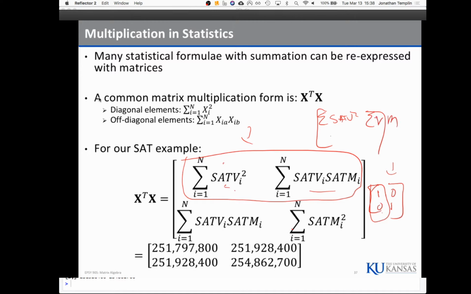Similarly, if we want to go to the bottom element, element 2, 1, that would be row 2 times column 1, which is the sum of the cross product again, VM, because 0 multiplies SAT math squared. And the last element, row 2, column 2, comes from row 2 multiplying column 2, which is 0 times the cross product plus 1 times SAT math squared. So that's the sum of math squared. Yeah, Alan.